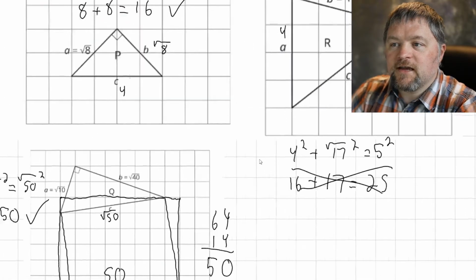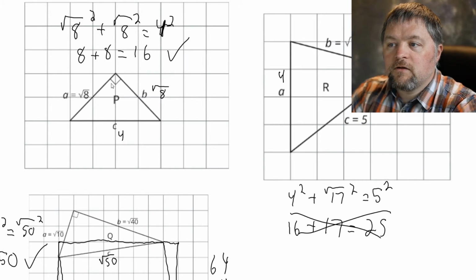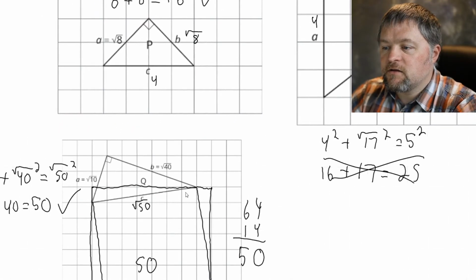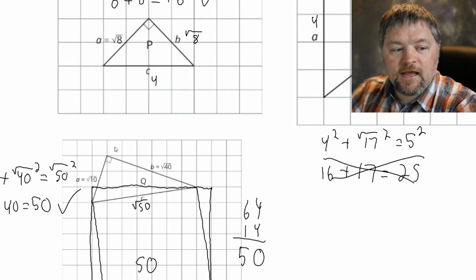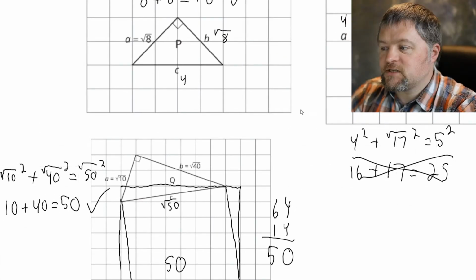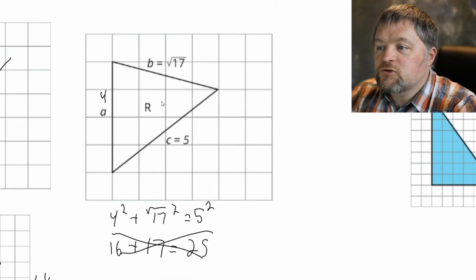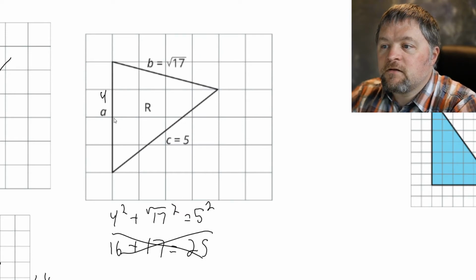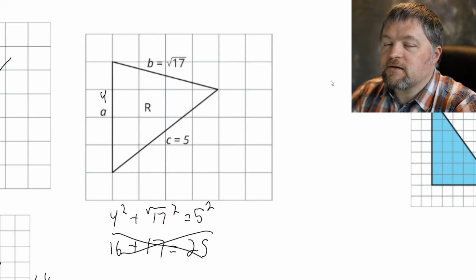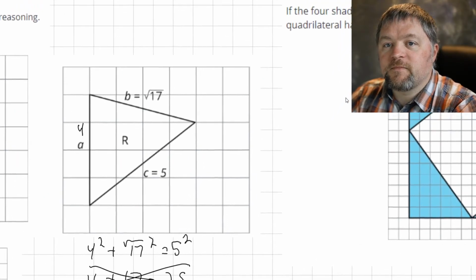So let's look at these again. Triangle P, which was a right triangle. A squared plus B squared equaled C squared. Triangle Q, which was again a right triangle. A squared plus B squared did equal C squared. And triangle R, which was not a right triangle. A squared plus B squared did not equal C squared. So this is going to be one of our big building blocks of the Pythagorean theorem.